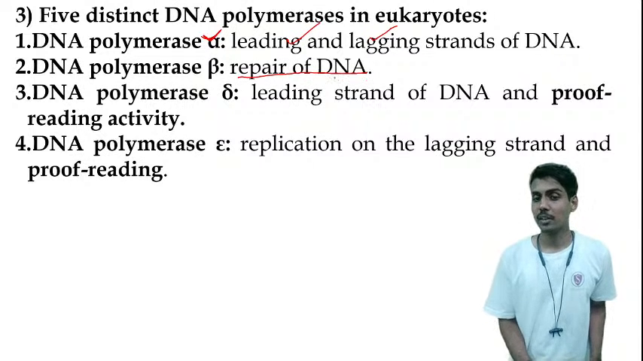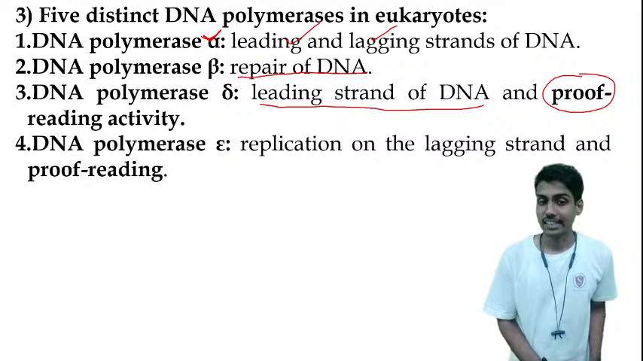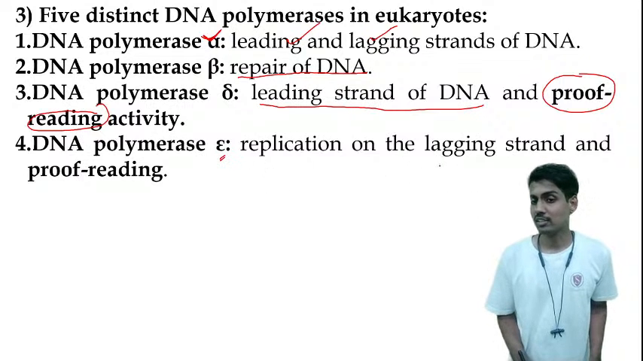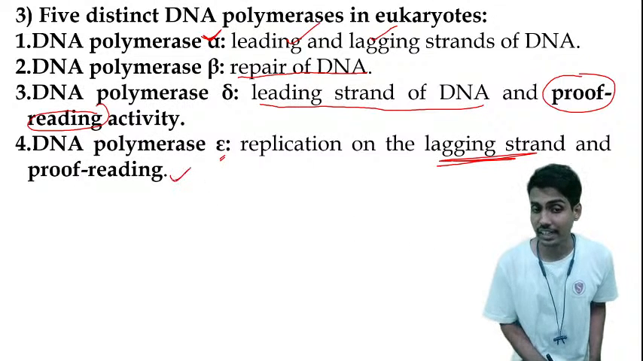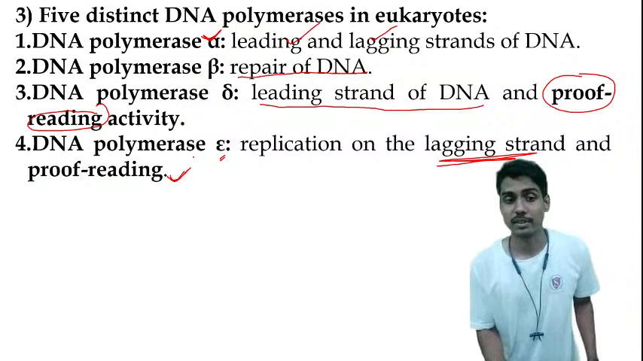Then there is DNA polymerase delta, which is working on which strand? The leading strand. It also has proofreading activity, meaning it can correct wrong additions of DNA nucleotides. Then there is DNA polymerase eta. It is mainly working on the lagging strand. It can also proofread, meaning it can correct the wrong nucleotides that have been added.